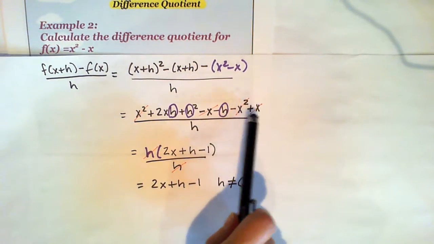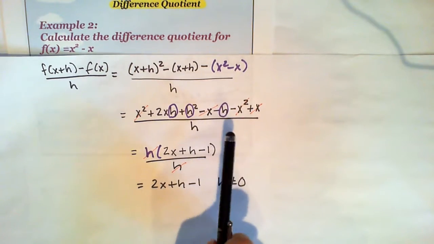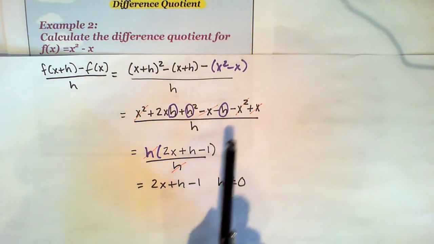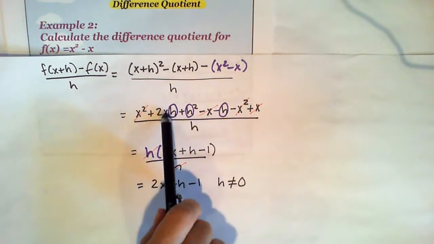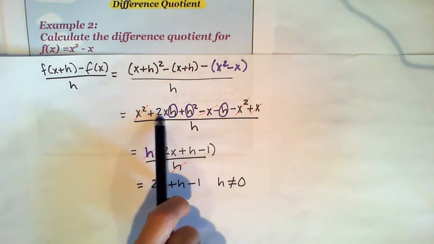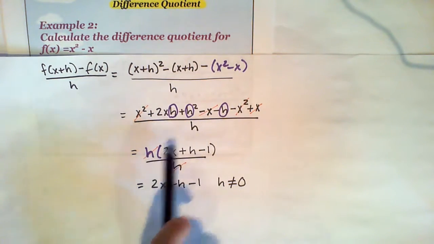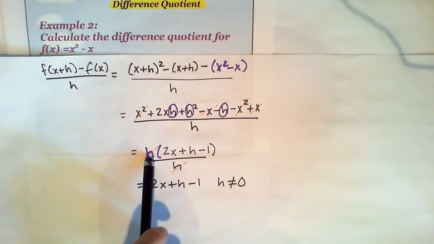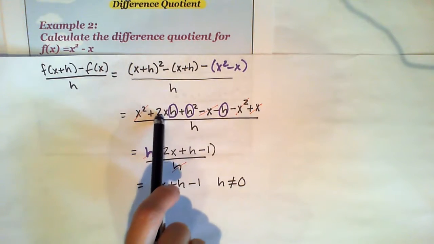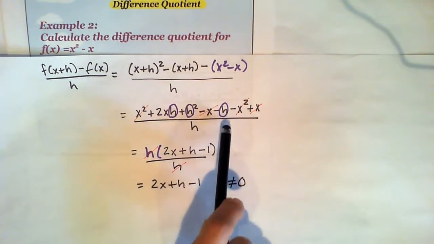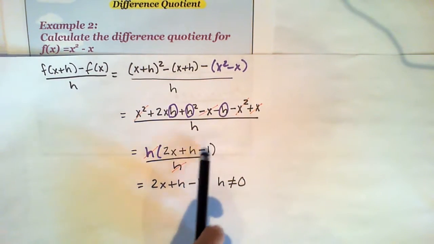And then I crossed off in orange the terms that cancel each other, the x squared and the negative x squared, the negative x and the x. And I circled what I saw left: the 2xh, h squared, and minus h. I had an h in each, so I was going to factor that out. So I circled those h's and factored my h out here. So h out of 2xh is just 2x, h out of h squared is positive h, and h out of negative h is negative 1.